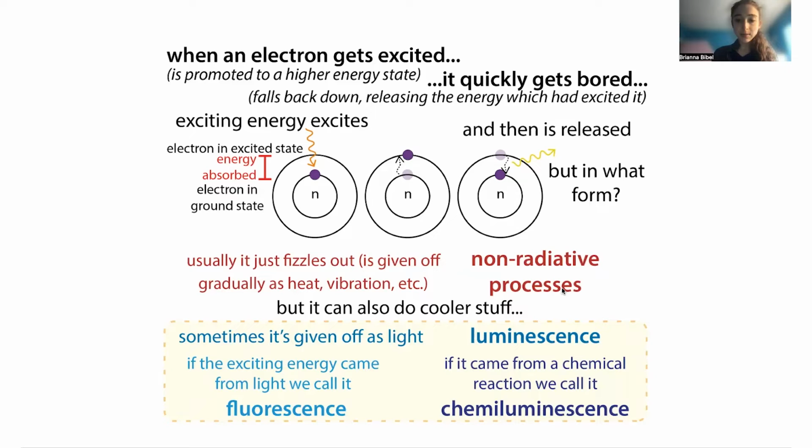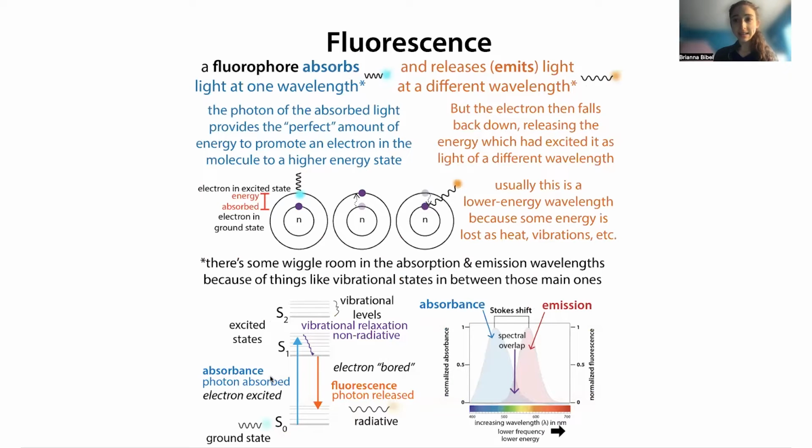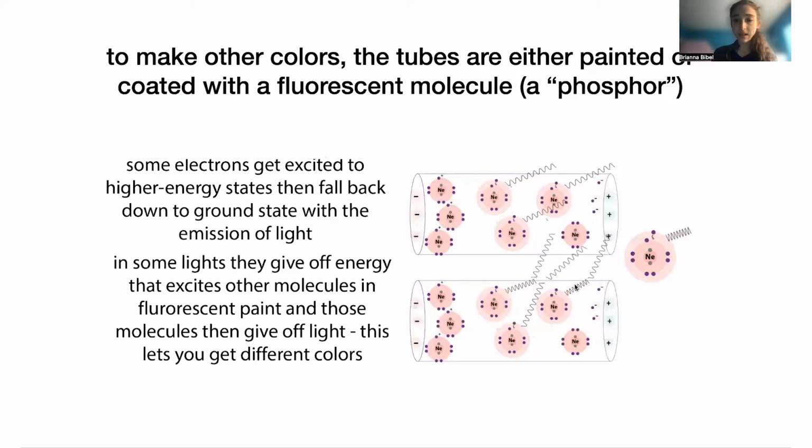And there are different types of luminescence, depending on where that energy is coming from that's exciting that electron. In the case of fluorescence, that excitation energy is coming from absorbing light from some other process. This light is going to be little packets of energy traveling in waves. When another molecule absorbs that light, the electrons in the second molecule can get excited, fall back down, and give off light of a different wavelength. And so we can end up getting different wavelengths of light, different colors, by having different fluorescent molecules on the walls of the tube.